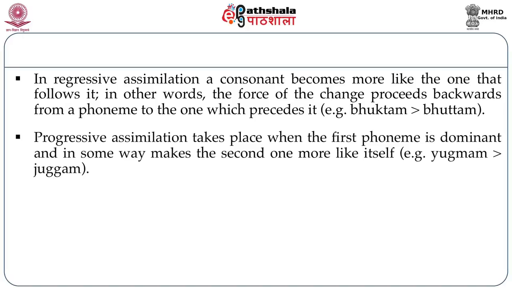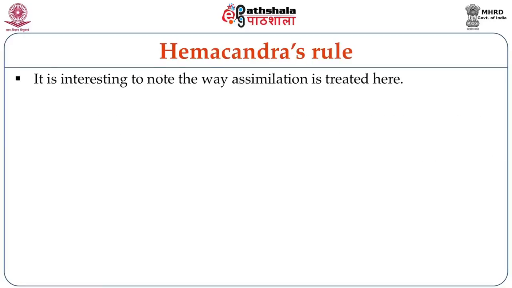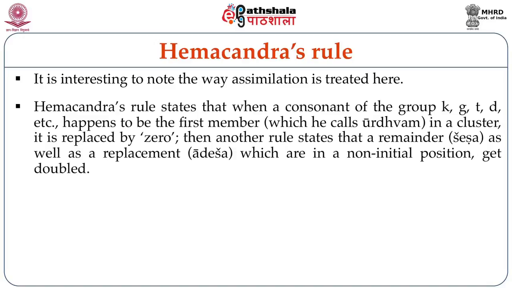Progressive assimilation takes place when the first phoneme is dominant and in some way makes the second one more like itself. Yugmam becomes juggam. It is interesting to note the way assimilation is treated here. Hemachandra's rule states that when a consonant of the group ka, ga, ta, da, etc. happens to be the first member, which he calls urdhvam, in a cluster, it is replaced by zero.